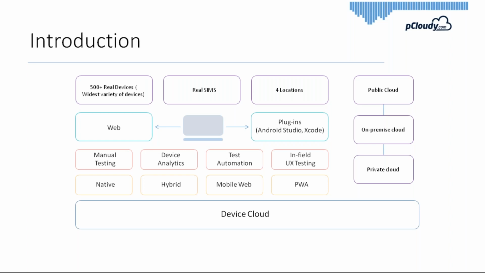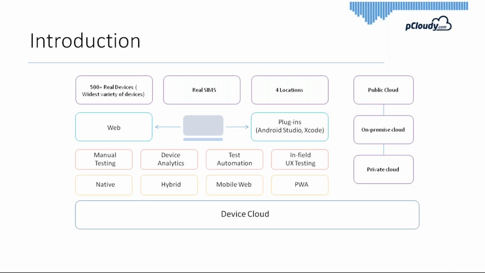Now in on-premise cloud and on private cloud, you will have access to the devices 24/7, right? And on public cloud, of course, you will have the access. I mean, the devices will be available 24/7, but it may so happen that some other user might be using that particular device when you are looking for it. So that's the whole disadvantage of public cloud. But yeah, these are the three different offerings we have on pCloudy.